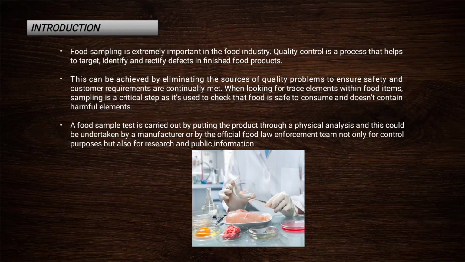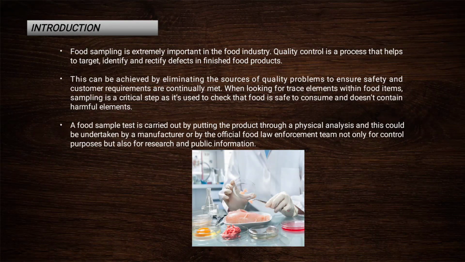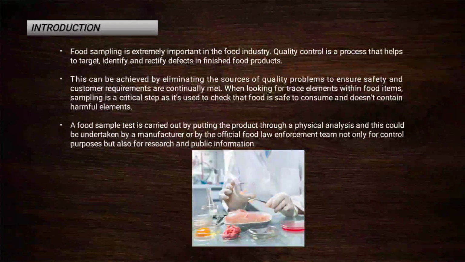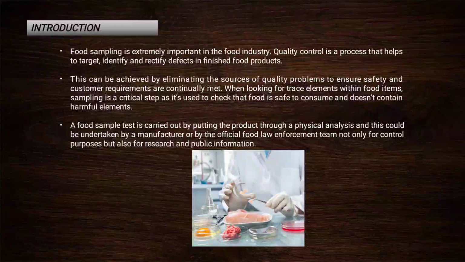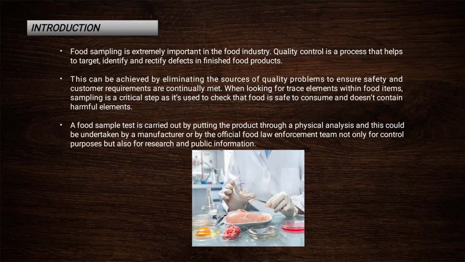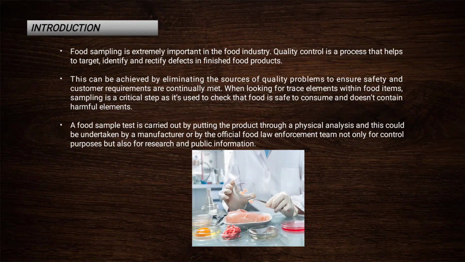Food sampling is extremely important in the food industry. Quality control is a process that helps to target, identify and rectify defects in finished food products. This can be achieved by eliminating the source of quality problems to ensure safety. A food sample test is carried out by putting the product through a physical analysis, and this could be undertaken by the manufacturer or by the official food law enforcement team, and not only for control purpose but also for research and public information also.